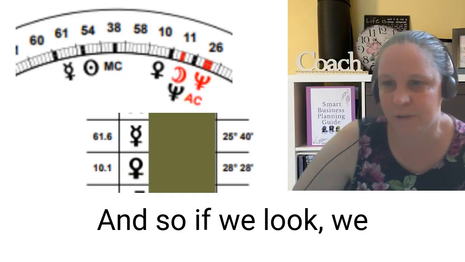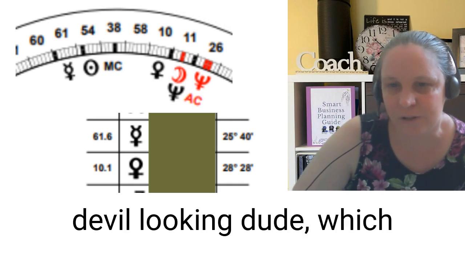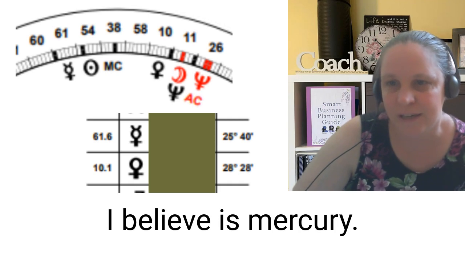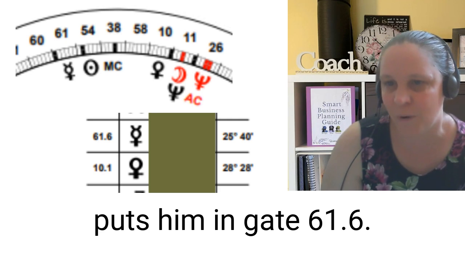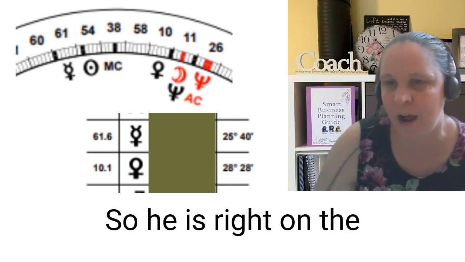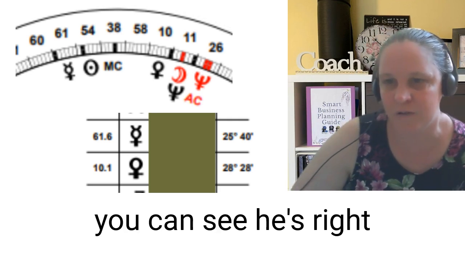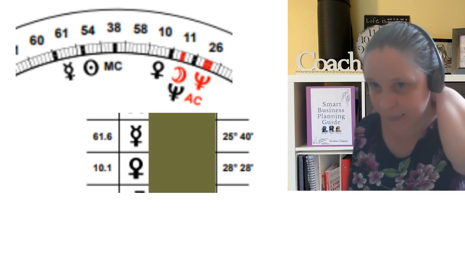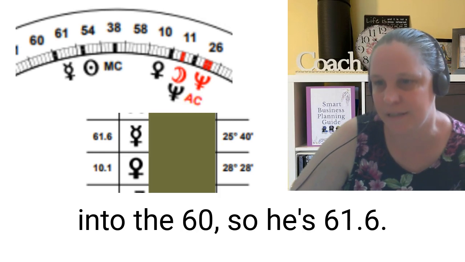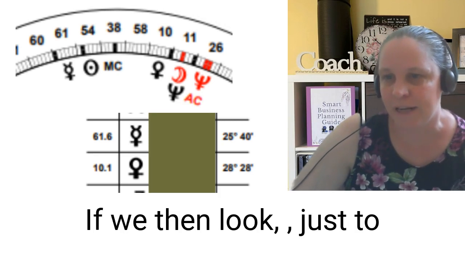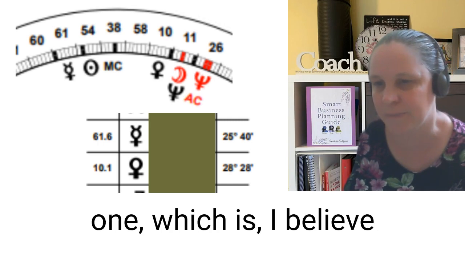And so if we look at the top, we've got the funny little devil looking dude, which I believe is Mercury. He's at 25 degrees, 40 minutes, which puts him in gate 61.6. So he's right on the edge of that line. You can see, I'll zoom in on this so you can see he's right there on that edge and just about to tick into the 60. So he's 61.6.